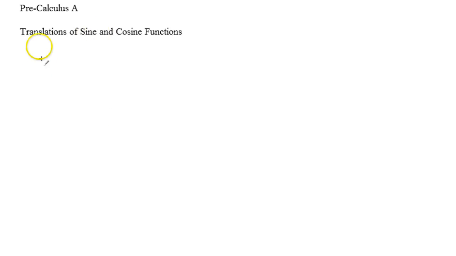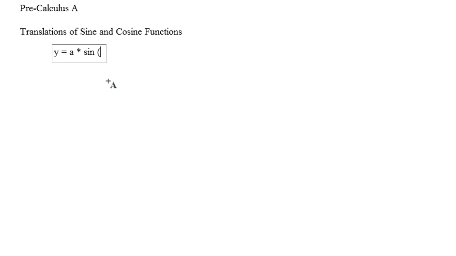Alright, now we're going to be talking about translations of sine and cosine functions. Translations are basically vertical shifts and phase shifts, and we'll just be talking about sine and cosine for this case. So we're going to introduce new letters. A, this one's pretty simple. A is just your amplitude.